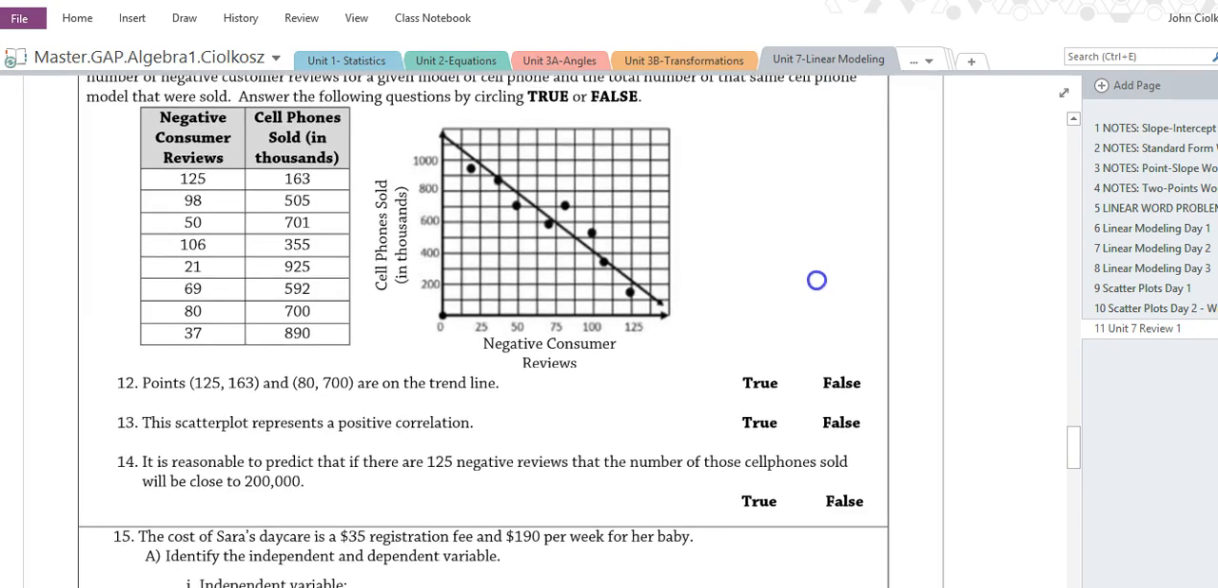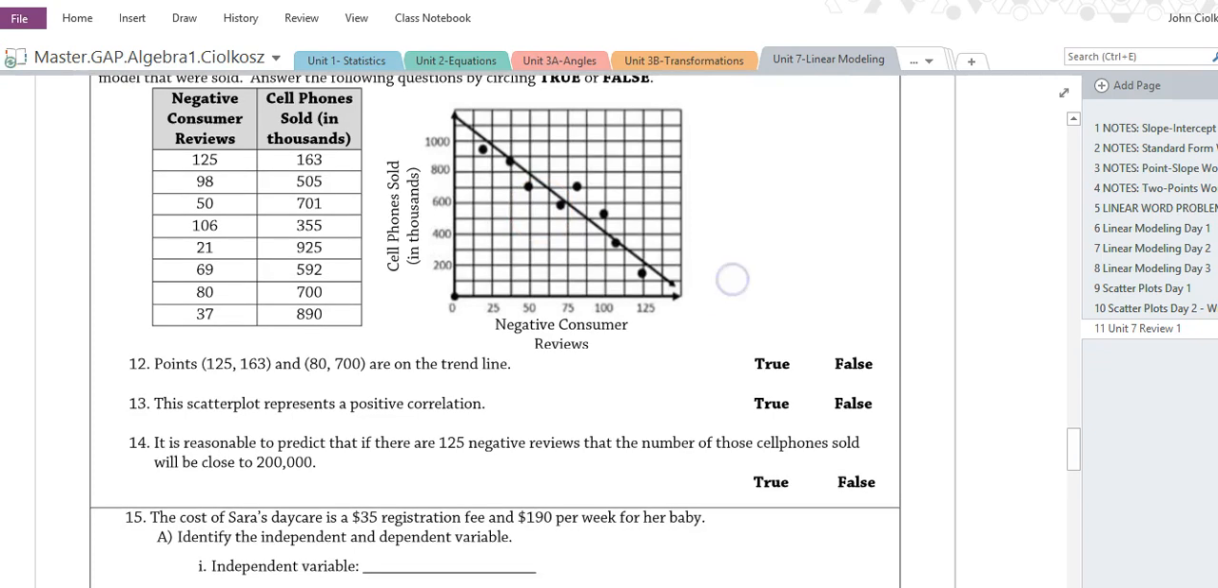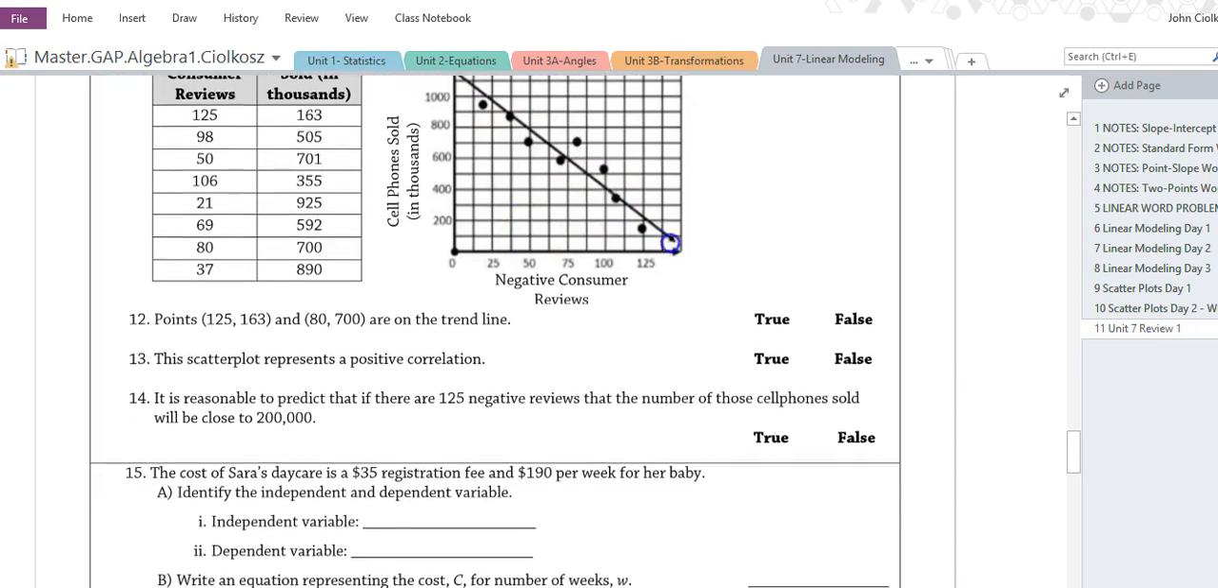Same thing here. So are they on the trend line? Let's look at these points. 125, 163. Well, it's here. 163. That doesn't look like it's on that line, right? Because that's pretty close to 200. So that would be false. 80, 70. 80 somewhere here. No. Maybe? But not definitively. So if they're not blatantly on the line, the answer is false. Positive correlation? Well, from left to right, that's going down, so that's definitely negative, so that'd be false.